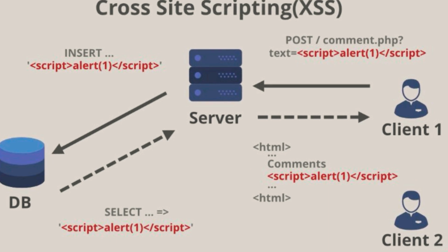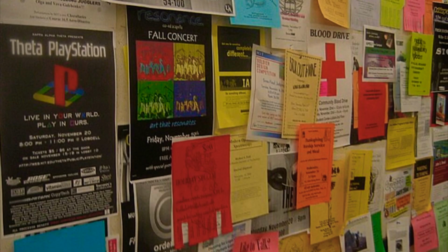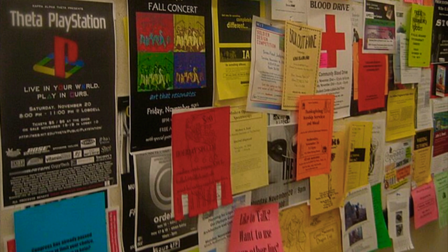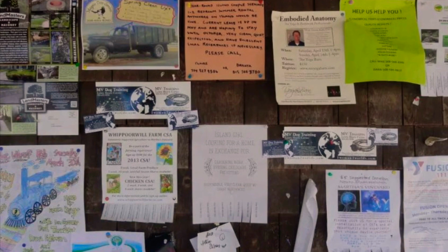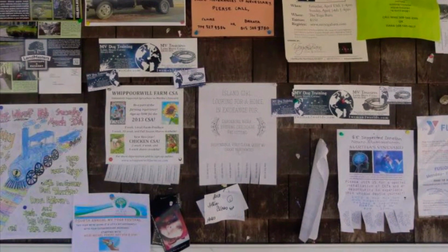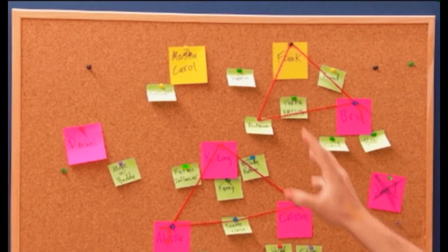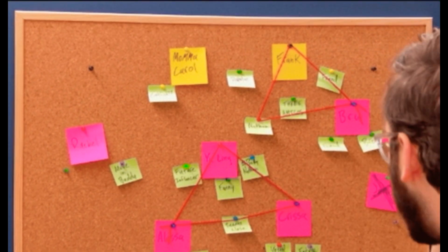Let's look at another scenario. Imagine you have a public bulletin board at a community center where people can post messages. Normally, people use it to post announcements, share news, or ask for help. However, if someone with bad intentions posts a malicious note that tricks people into giving away their personal information, it's similar to what happens in an XSS attack.